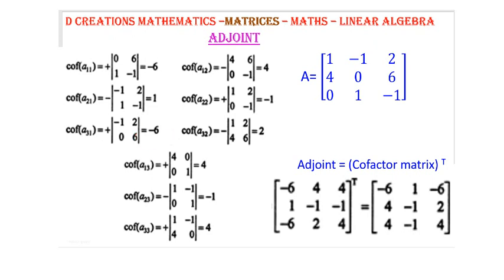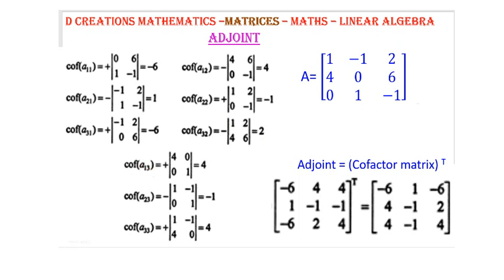What about A32, row 3, column 2? So exclude row 3, exclude column 2, you are left with 1, 2, 4, 6. The sign here: 3 plus 2 is 5, an odd number. Minus 1 raised to an odd number is minus 1, so the sign is going to change. Let us solve this determinant. 6 minus 8, which is minus 2, but you have another minus sign here, so minus of minus 2 gives you plus 2.